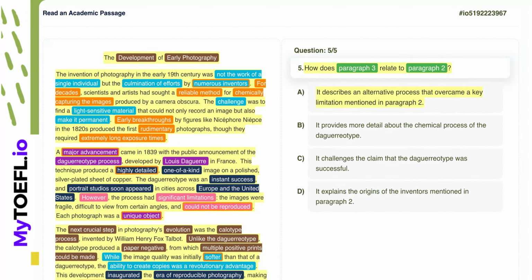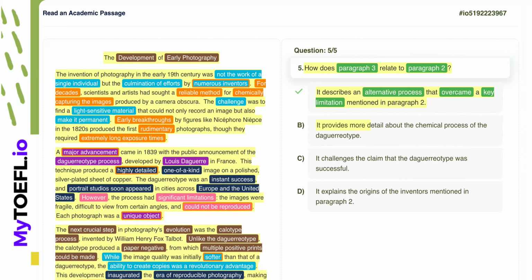This seems perfect. The calotype is an alternative process. The key limitation in paragraph 2 was that images could not be reproduced. Paragraph 3 describes how the calotype overcame this by allowing for multiple positive prints. This option accurately describes the problem-solution relationship between the two paragraphs. Correct. Now that we've reviewed the example, let's check option B and see if it matches.